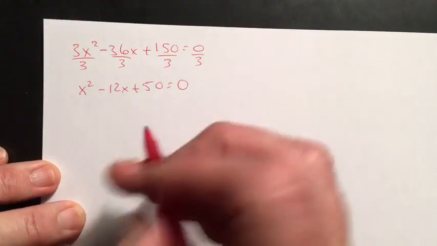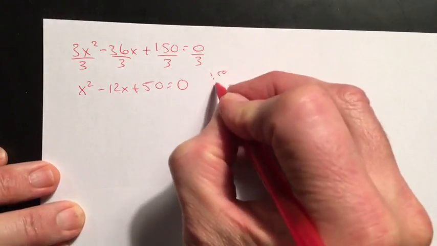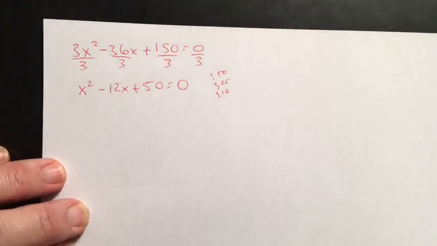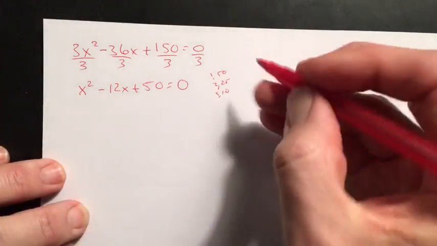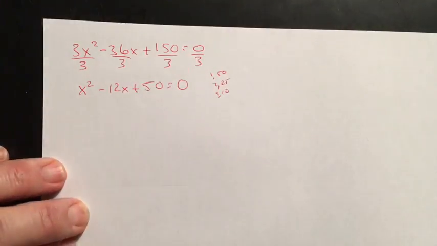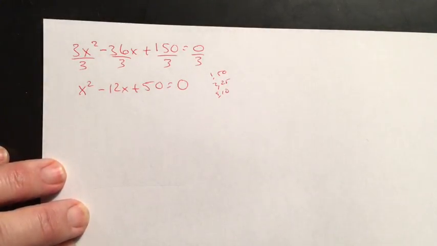All right, a little bit of thought here because I have 50. So, 2 and 25, 5 and 10. Well, yeah, you know what? None of these values will get me my 12. So I've got to complete the square.